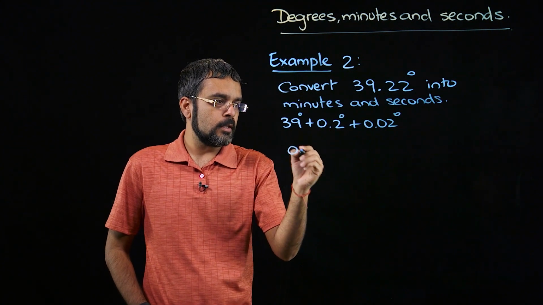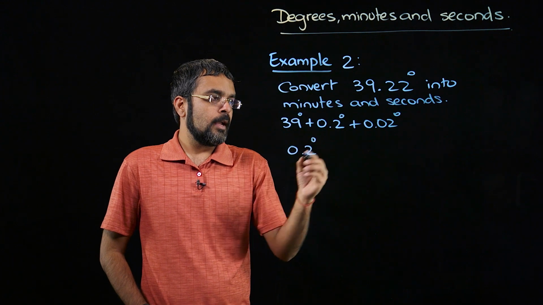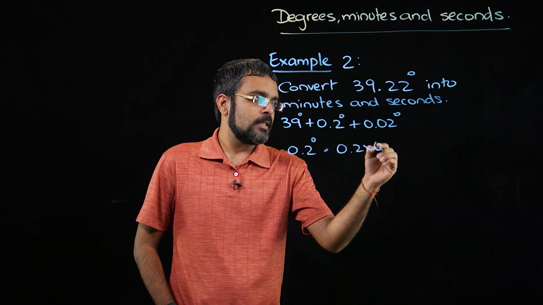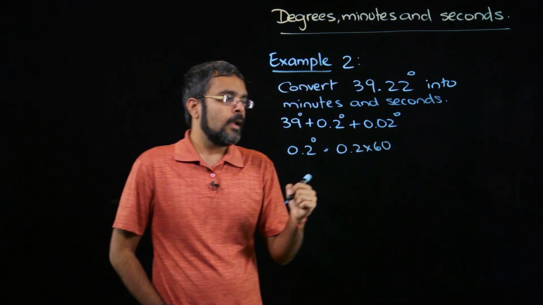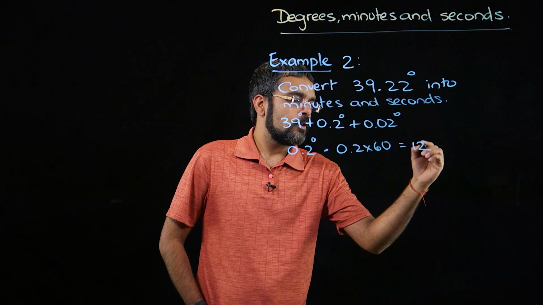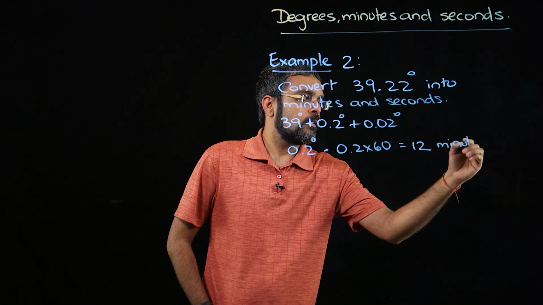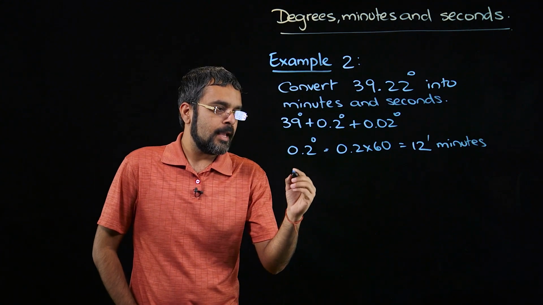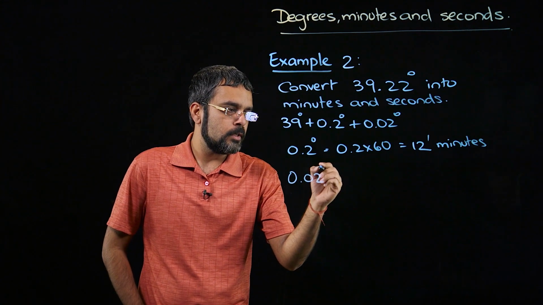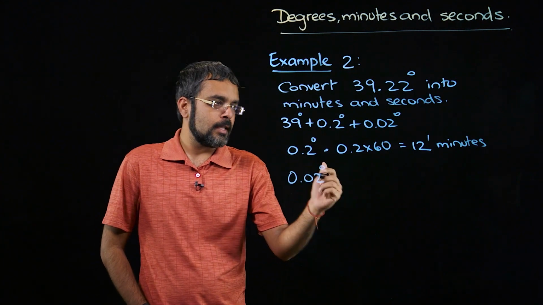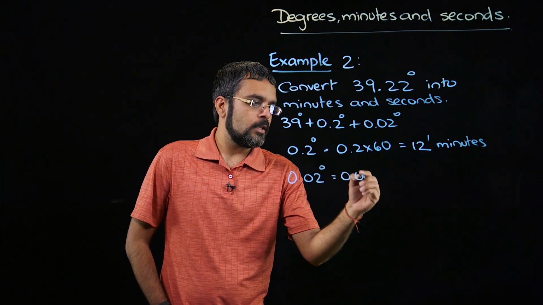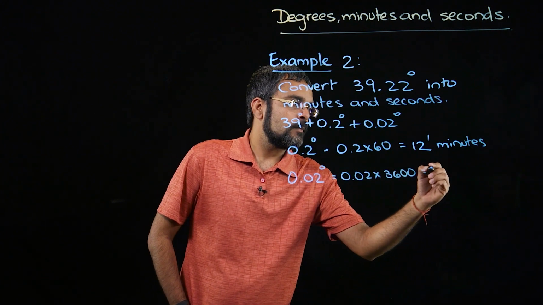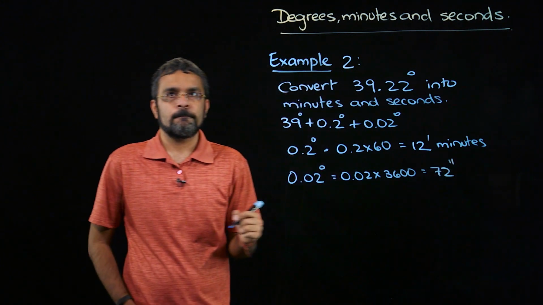So I have 0.2 degrees, and how many minutes is that going to be? That is going to be 0.2 times 60, and that gives me 12 minutes. Then 0.02 degrees, I'm going to convert that into seconds, and that's going to give me 0.02 times 3,600, and that gives me 72 seconds.